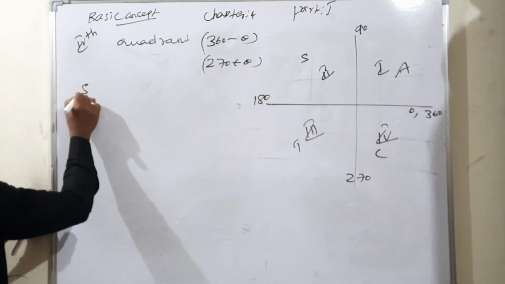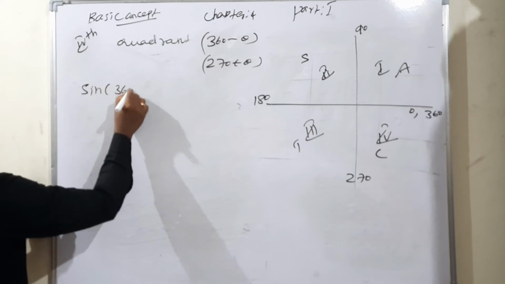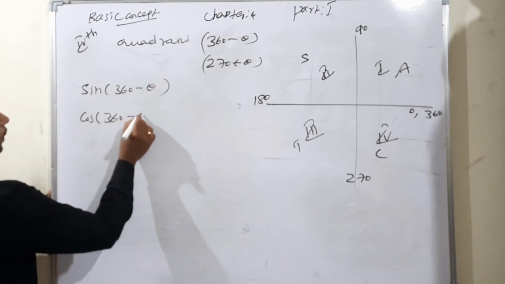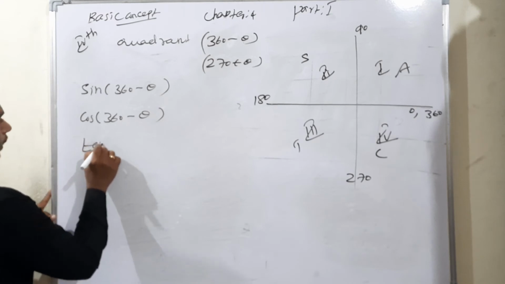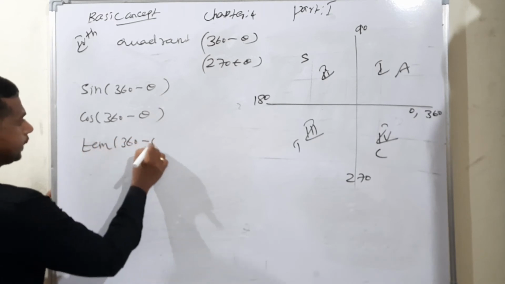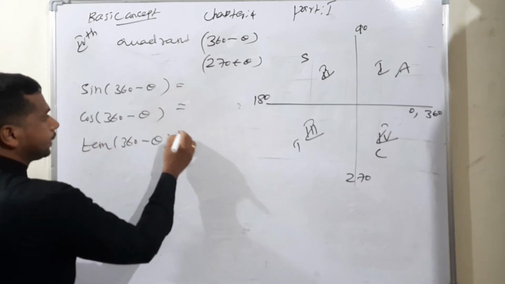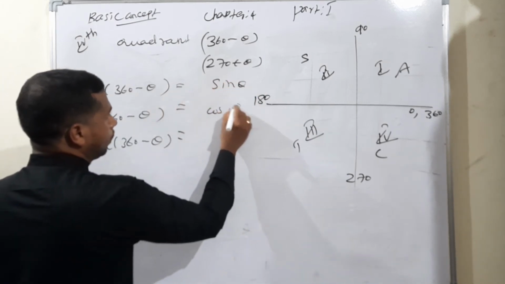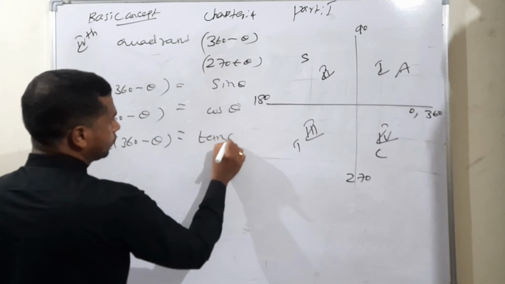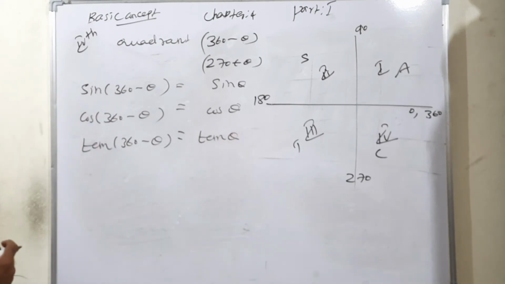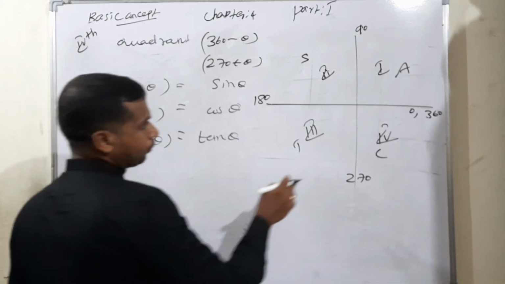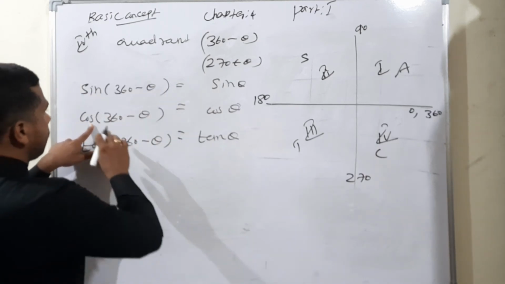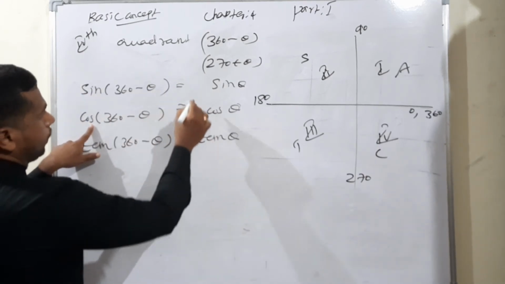First one, sin 360 minus theta. Again, cos of 360 minus theta. Next one, tan 360 minus theta. This is horizontal, same name: sin theta, cos theta, tan theta. Now this lies in the fourth quadrant. Fourth quadrant means only cos is positive. So cos 360 minus theta is positive, here also negative, here also negative.